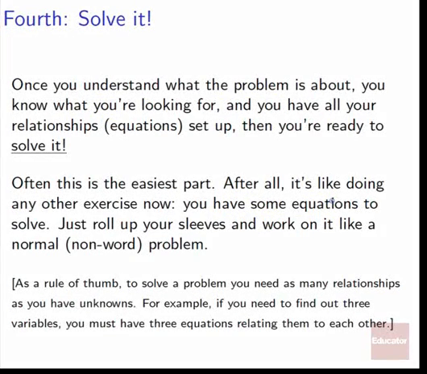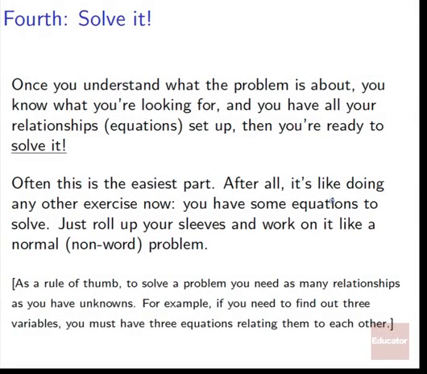Finally, once you understand what the problem is about, you know what you're looking for, and you have all of your relationships and equations set up, you're ready to solve it. Normally, in many ways, this is going to be the easiest part because it's just like doing any other exercise now. You've got equations to solve, right? You're looking to solve for something and you've got equations. It's just going to be a matter of doing the math that you've been doing in every other part of the section that you're working on.